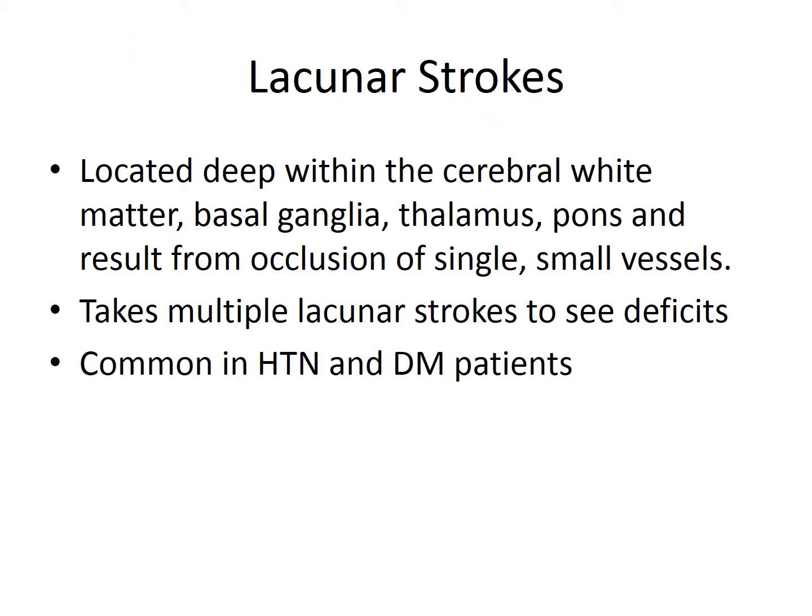Okay, moving on, we have lacunar strokes. Lacunar strokes are located deep within the cerebral white matter, basal ganglia, thalamus, pons, and result from an occlusion of single small vessels. So a patient with a lacunar stroke might not even realize that they've had a stroke. Typically it takes multiple lacunar strokes even before you would see deficits or they end up in the hospital.